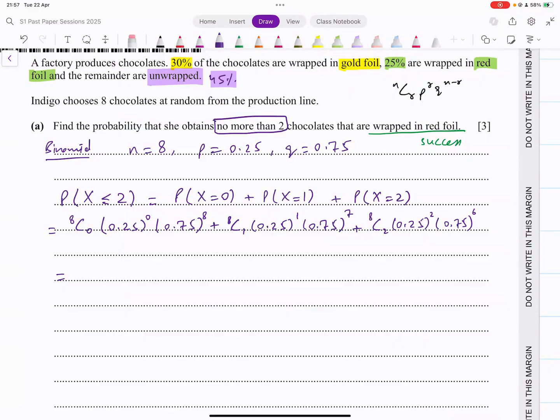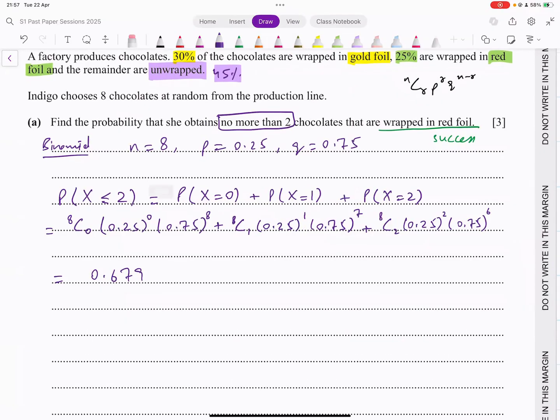What do we get for this? Okay, thank you. 0.679. That's the final result that we get. Okay, so rounded off to 3 significant figures, this is what you get.